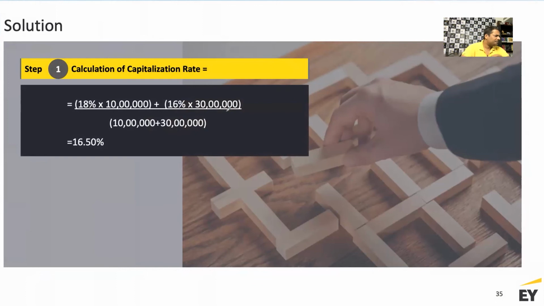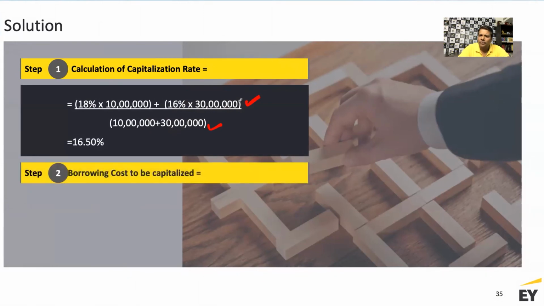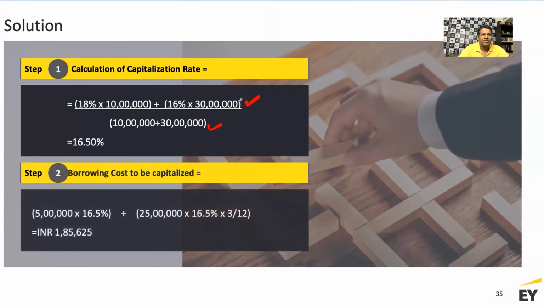16.5%. Okay. This was outstanding for the entire year. This is my total interest cost. My blended average interest cost is actually 16.5%. And then I'm going to look at the different dates of expenditure, right? The first is I spent 5 lakh into 16.5% for the entire year, right? That I spent at the beginning of the year.